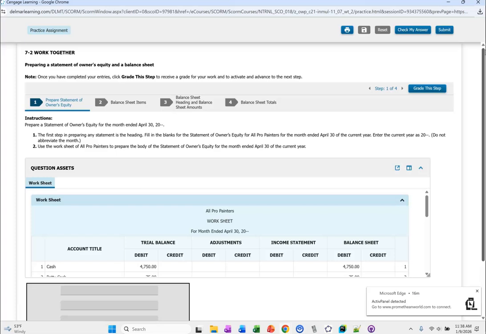The first step in preparing any statement is the heading. Fill in the blanks for the statement of owner's equity for All Pro Painters for the month ended April 30 of the current year. Do not abbreviate the month. And then step 2, use the worksheet of All Pro Painters to prepare the body of the statement of owner's equity for the month ended April 30, the current year.